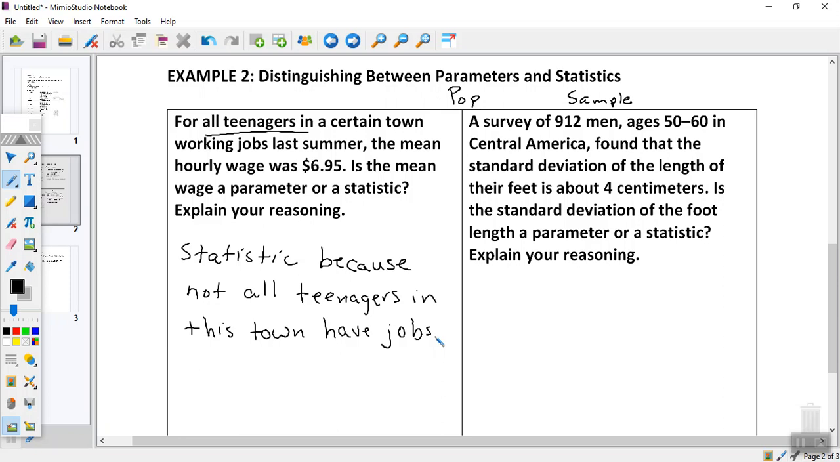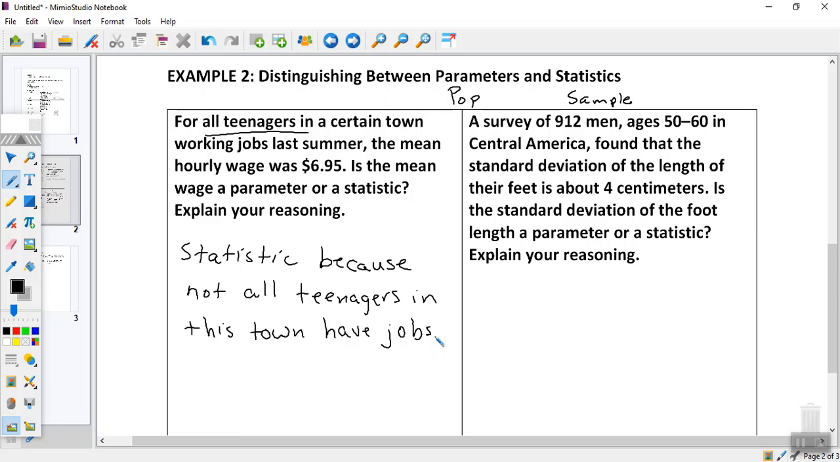Okay, so the next one says a survey of 912 men aged 50 to 60 in Central America found that the standard deviation of their foot length is about 4 centimeters. So we're talking about a specific population of all men 50 to 60. Is the standard deviation of the foot length a parameter or a statistic? This is an interesting one.